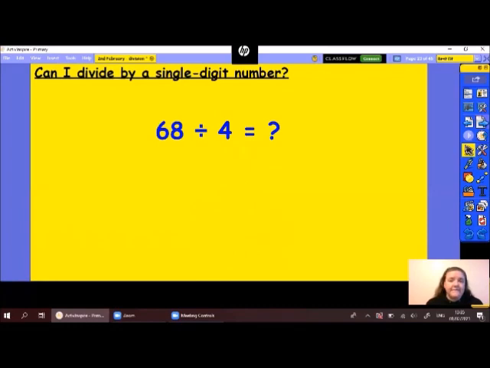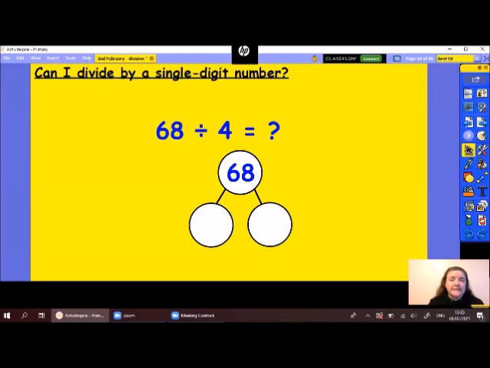68 divided by 4. Now, if you're super confident, maybe pause the video here and have a go at solving it yourself, and then watch the video through and see if I do the same thing as you. If not, just come along with me. So 68 divided by 4, the first thing we need is our part-whole diagram. And I've put 68 in the top because that's our total. And we're looking at the 4 times table.